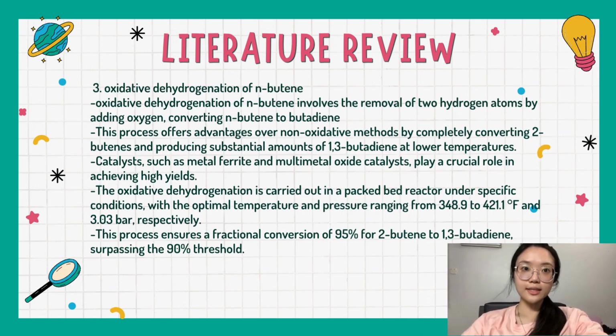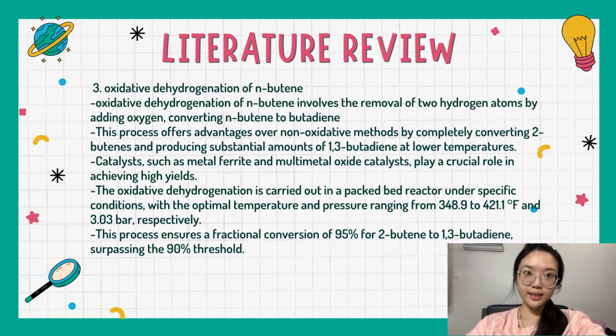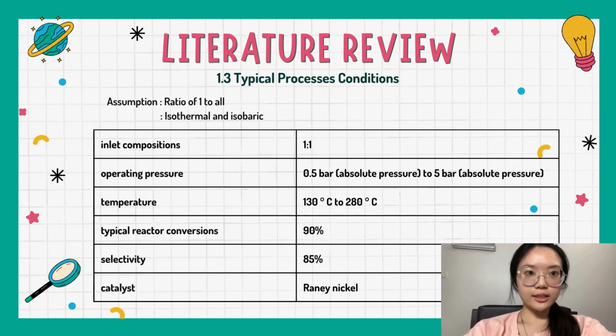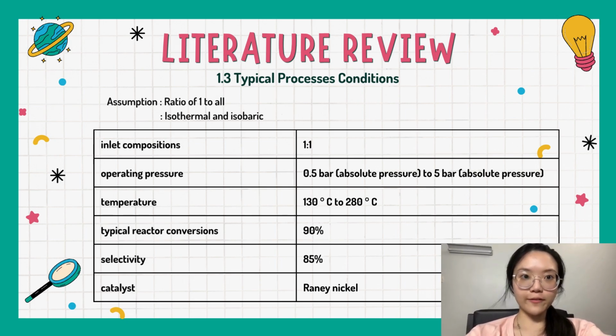The third one is oxidative dehydrogenation of N-butene. Oxidative dehydrogenation of N-butene involves the removal of two hydrogen atoms by adding oxygen, converting N-butene to butadiene. This process offers advantages over non-oxidative methods by completely converting butenes and producing substantial amounts of 1,3-butadiene at lower temperatures. In typical process conditions, there is a 1:1 ratio of inlet composition and an operating pressure of 0.5 bar.